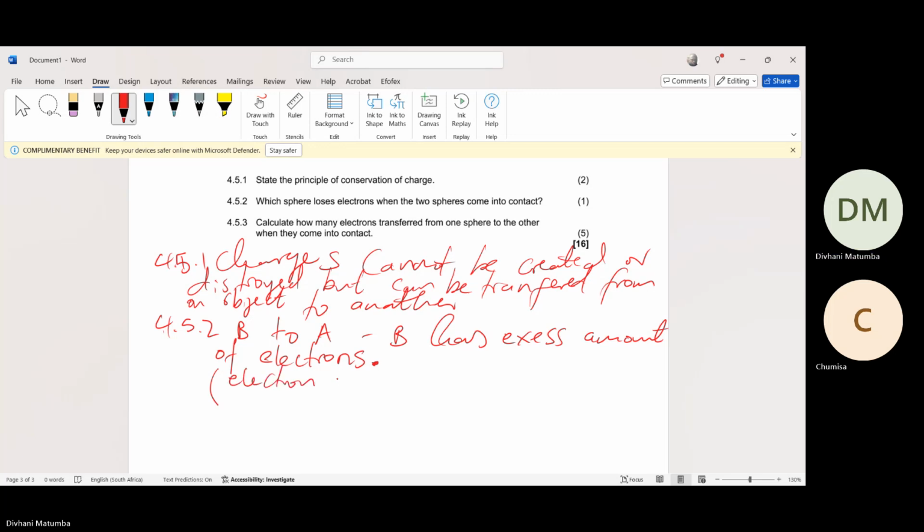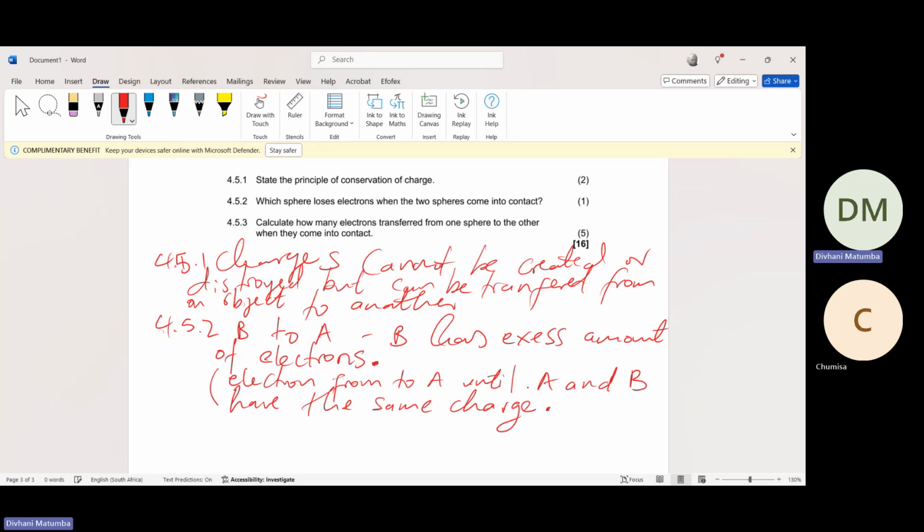Electrons flow to A until A and B have the same charge. This is very simple.